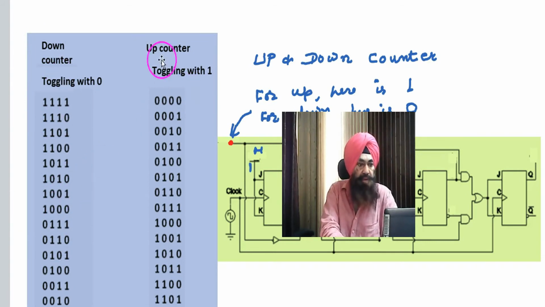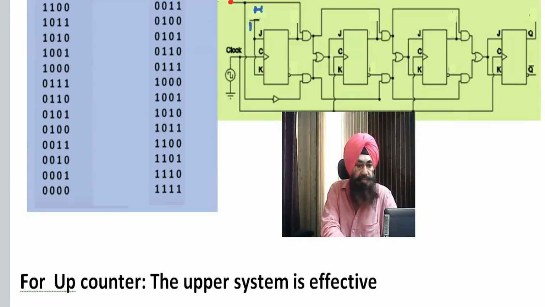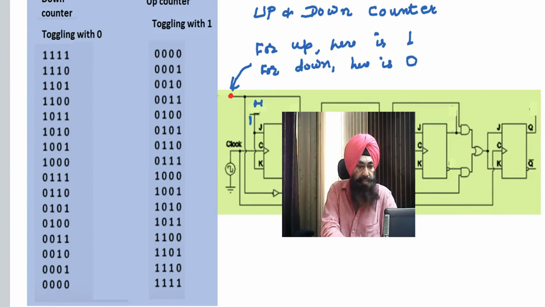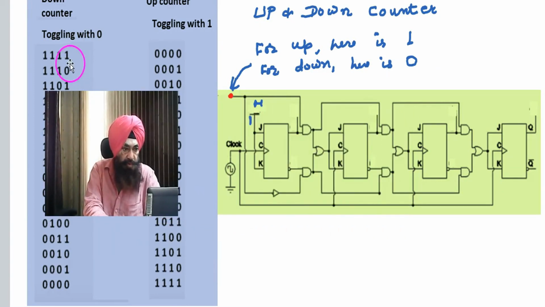In the case of an up counter, first toggles every pulse. For the second, when 1 is there, toggle 0 to 1. 1 is there, toggle 1 to 0. When both are 1, toggles 0 to 1. When both are 1, toggles 1 to 0. When all 3 are 1, toggle 0 to 1. So this is the logic for down and up.